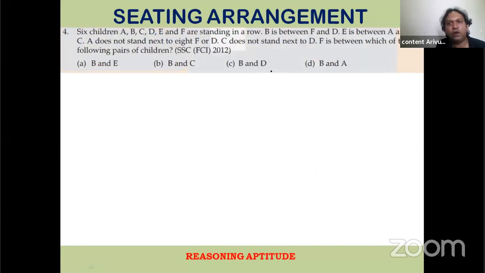So let's go to question number 4 now. Question number 4. 6 children A, B, C, D, E, and F are standing in a row. And then we have additional information given to you. So those who have not solved, solve this question and tell me the answer. This is again from the Staff Selection Commission Examination, SSC.